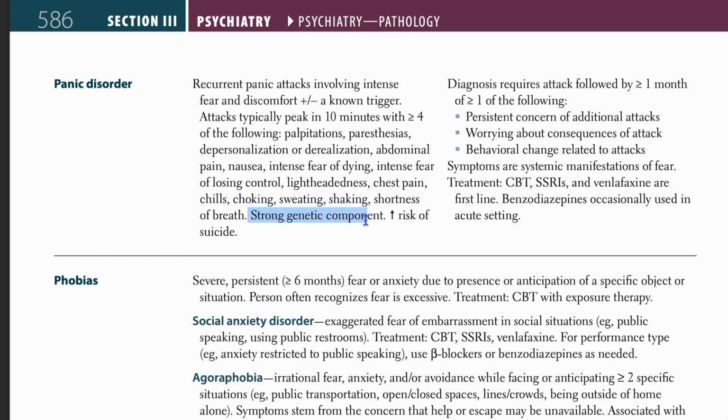Strong genetic component, so usually they have fear of dying, right? You should pay attention to that. Strong genetic component, increased risk of suicide. Okay, diagnosis requires an attack followed by one or more of the following: persistent concern of additional attacks. So they'll be coming in because of their concern of this. So that's that persistent concern of additional attacks.